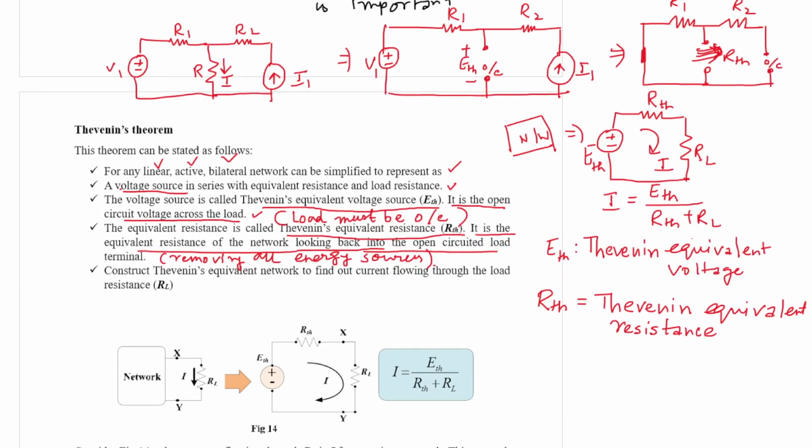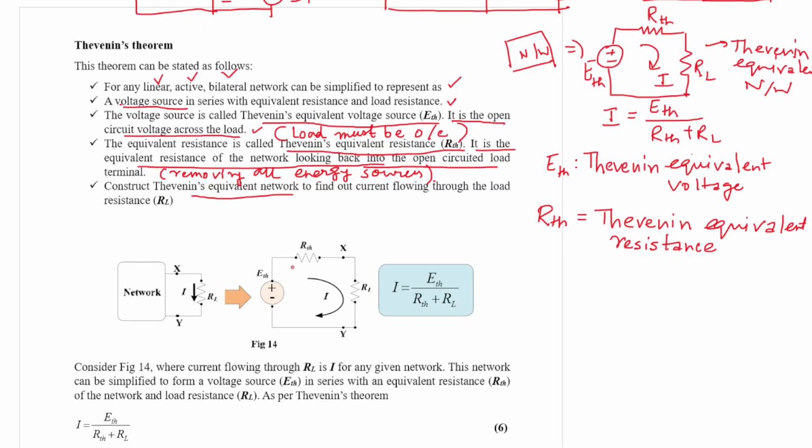And last, once you have got the Thevenin equivalent voltage and Thevenin equivalent resistance, you must construct the Thevenin equivalent network. What is that Thevenin equivalent network? This is the Thevenin equivalent network. We have a Thevenin voltage source in series with Thevenin resistance and in series with load resistance. So this is called the Thevenin equivalent network.